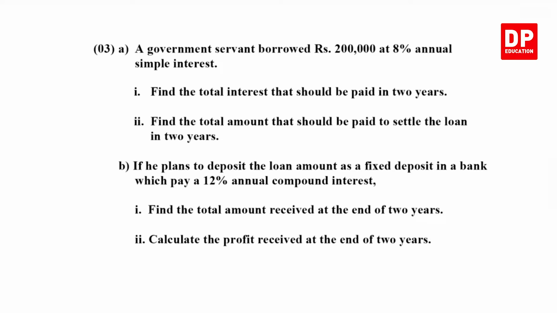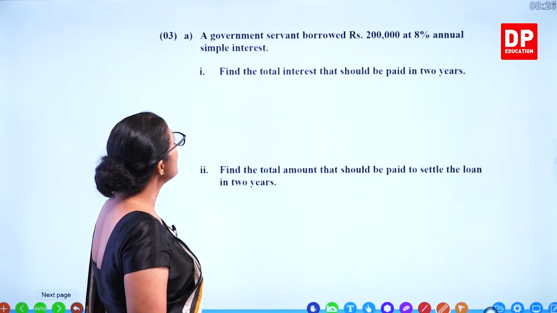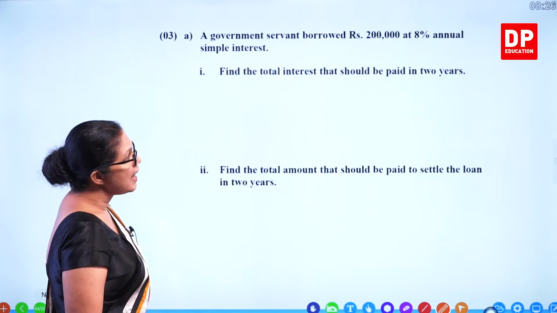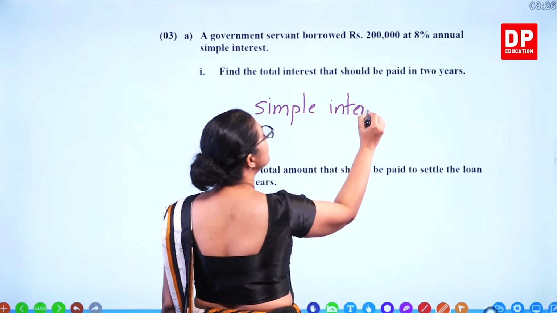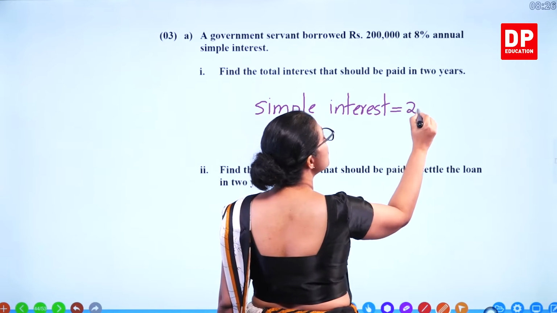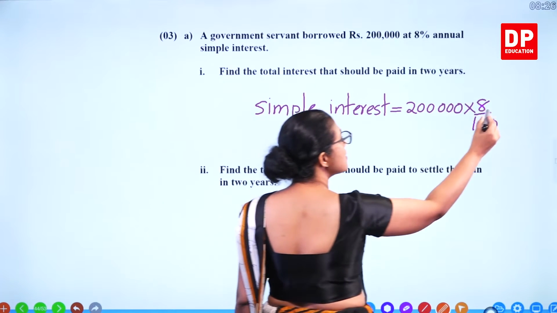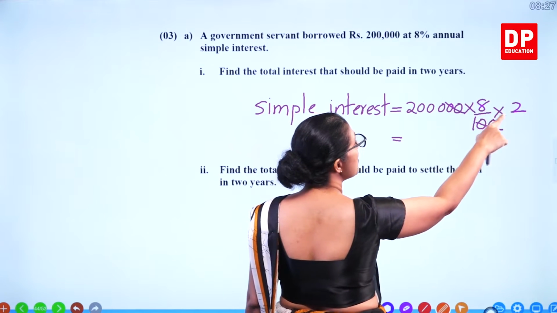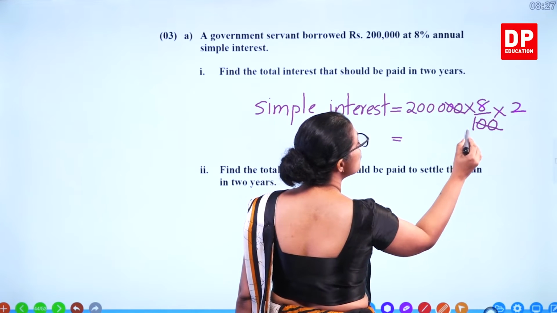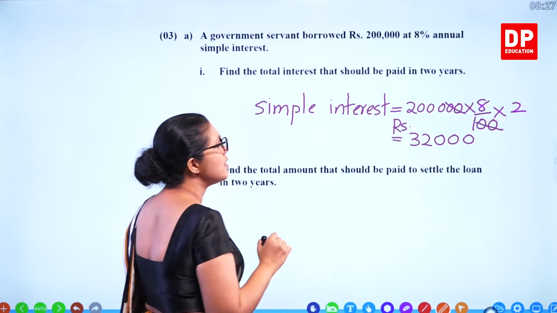So question number 3 is about simple interest and compound interest. So try to do that. We'll do part A. A government servant borrowed 200,000 rupees at 8% annual simple interest. Find the total interest that should be paid in 2 years. So how do you find out simple interest? The value is 200,000 rupees and 8%, 8 over 100. This is for 1 year. But we need it for 2 years, so you multiply by 2. So simplify, 2 zeros get cancelled out and you get 8 times 2, 16. 16 times 2,000. 3 zeros and 16 times 2, 32. So you get 32,000 rupees.